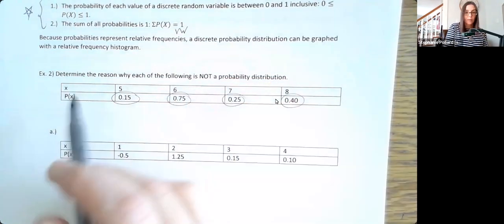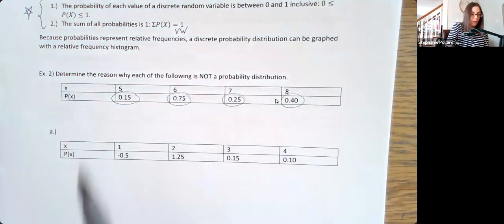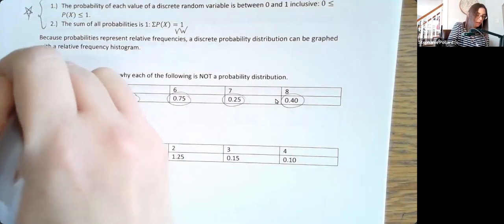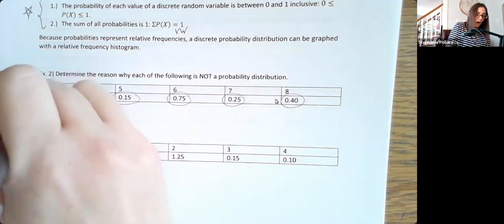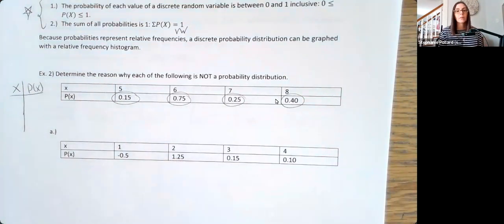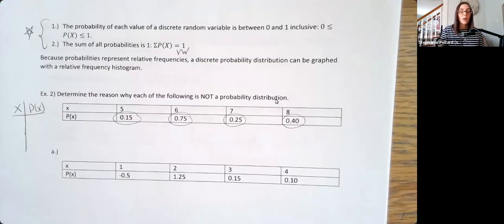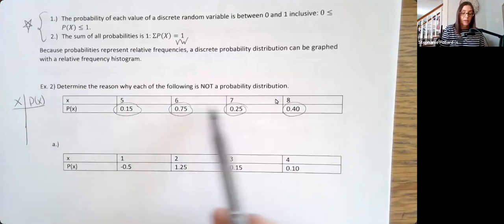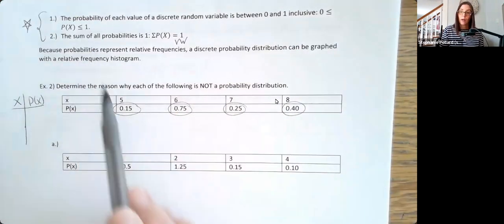Now here we have a table that goes horizontally. So instead of it going vertically like this, it does go horizontally. So our x values are on top and our probabilities are on the bottom. Now, I have no issues with the probabilities themselves, right? They are definitely all between 0 and 1.